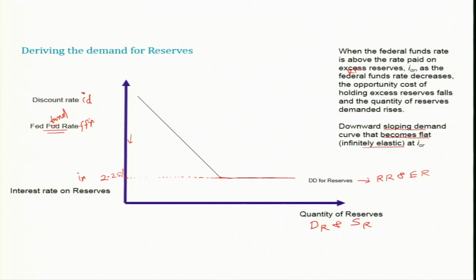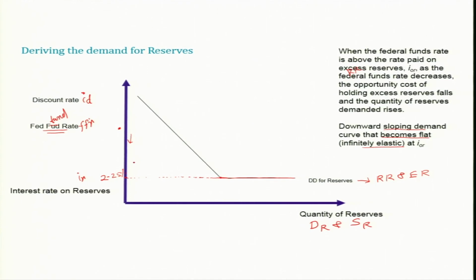You know why? Because whenever the federal funds rate is above the rate paid on excess reserve, in our example 2.25%, then at any point, suppose we take this point, as the Fed fund rate keeps on changing down to the bottom line of 2.25%, the opportunity cost of holding excess reserve falls and the quantity demanded rises, right?